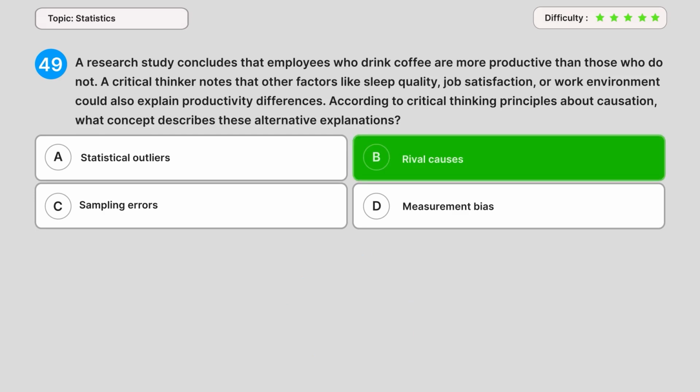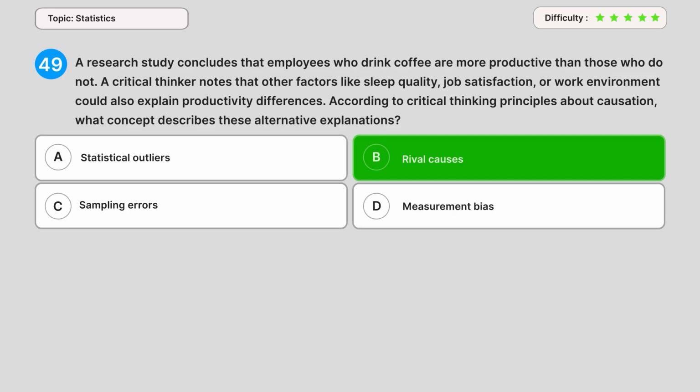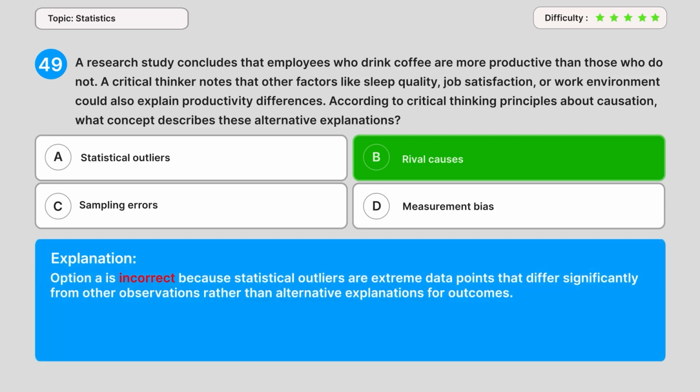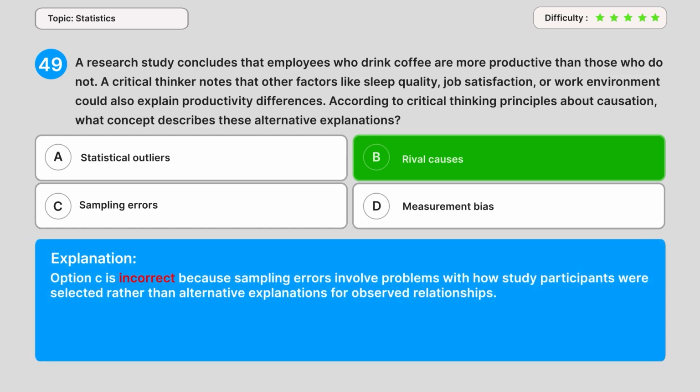Correct answer, B. Rival causes. Explanation. Option B is correct because rival causes are plausible, alternative explanations for why an outcome happened, and their existence should give pause before accepting explanations. Option A is incorrect because statistical outliers are extreme data points that differ significantly from other observations rather than alternative explanations for outcomes. Option C is incorrect because sampling errors involve problems with how study participants were selected rather than alternative explanations for observed relationships.